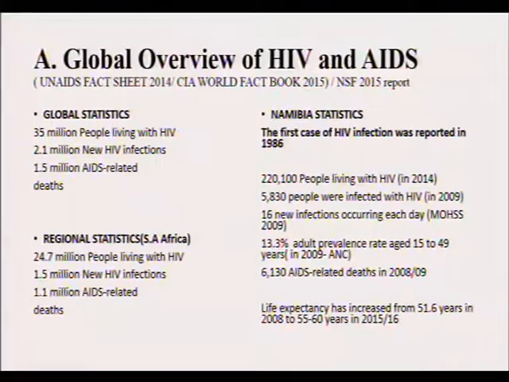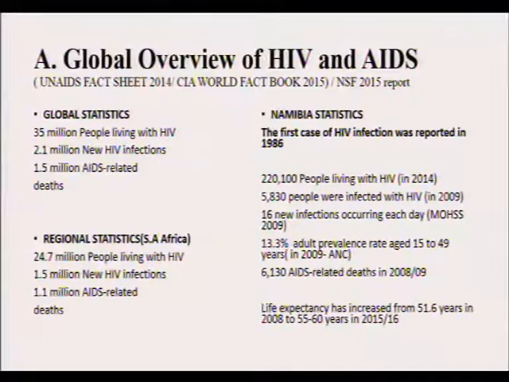So the first aspect we're going to look at is the statistics. I've taken the statistics from UNAIDS, looking at 2014, and then also the CIA World Factbook of 2015, and the National Strategic Framework of Namibia of 2015. I will also encourage you as a student to look at updated information and what information is available.